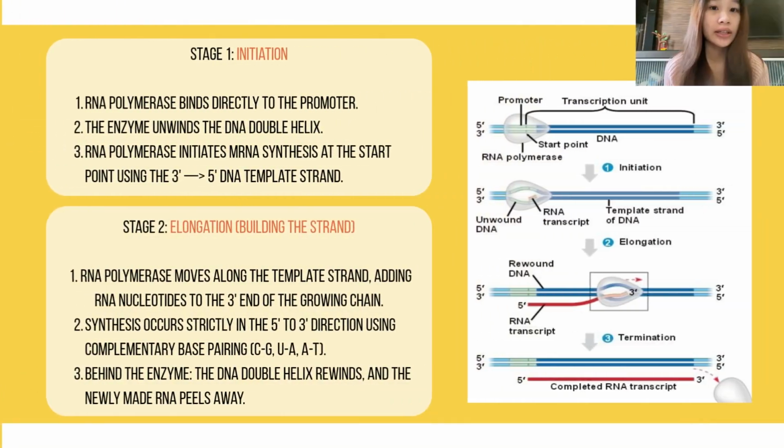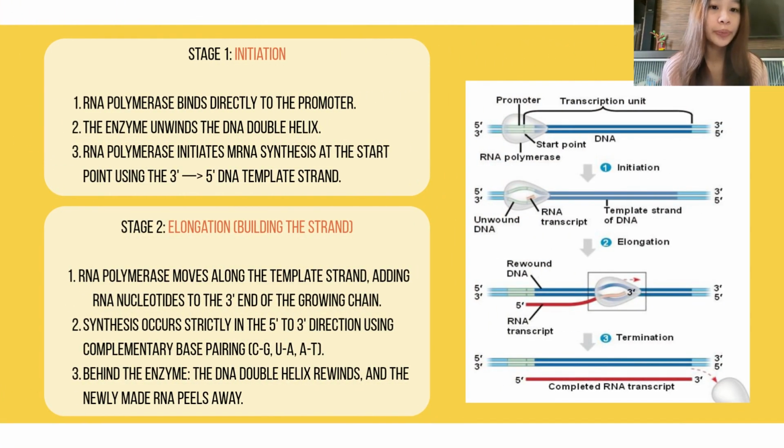For the stage 1 initiation, RNA polymerase binds directly to the promoter. The enzyme unwinds the DNA double helix, and the RNA polymerase also initiates mRNA synthesis at the start point using the 3' to 5' DNA template strand.